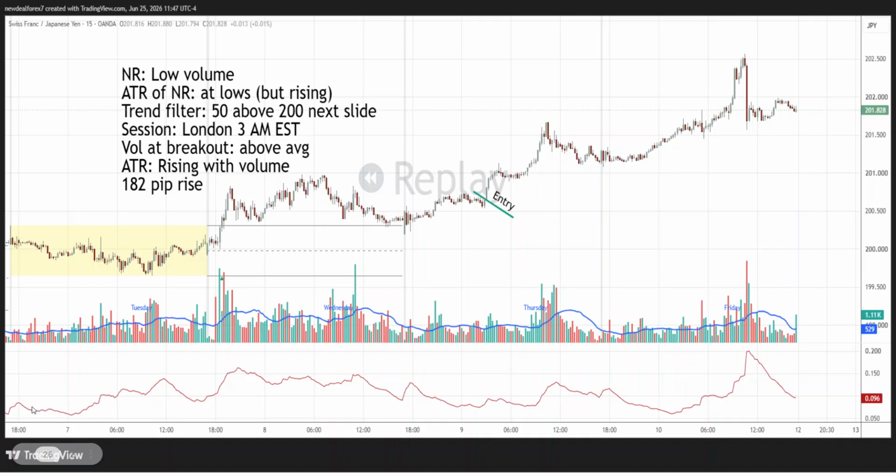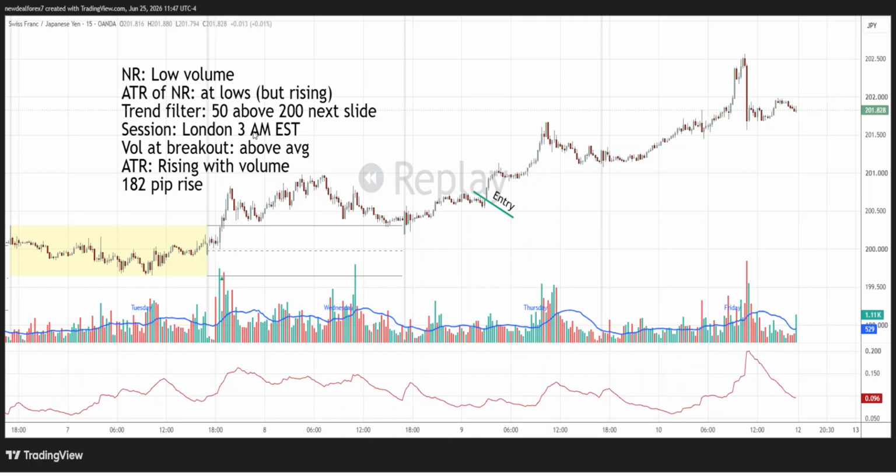Okay, because remember, if the narrow range ATR is at a low, we want to see it rise with our breakout, from low averages to higher averages. That's what we hope to see. Now, where was the trend filter? That'll be on the next slide.